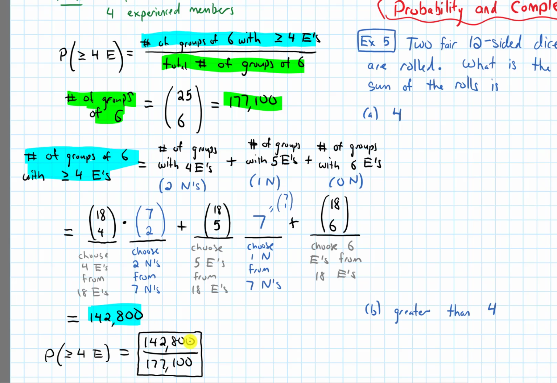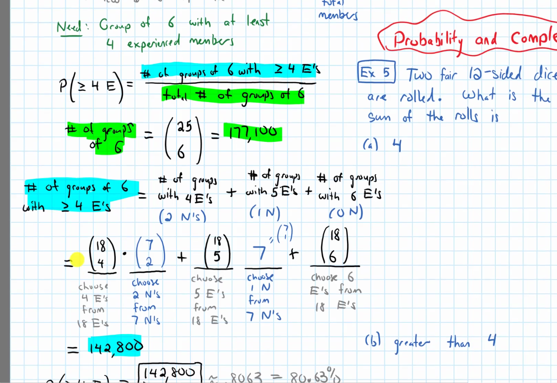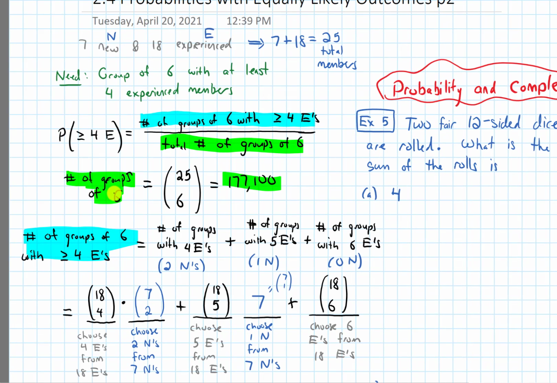If I did want to get a feel for how big this number is, I could plug this into a calculator. And this is about 0.8063 if I round it to 4 decimal places. If I convert that to a percentage, I multiply by 100, and I would get 80.63%. Okay, so that's a pretty high chance, about an 80% chance, that when we pick a random group of 6 dancers, there's going to be at least 4 experienced members in it.